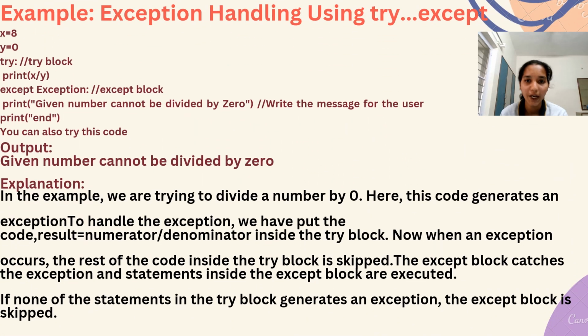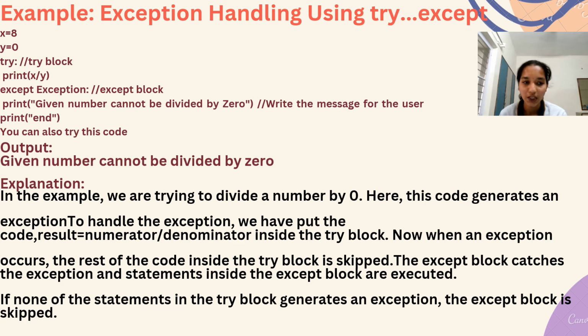Example: exception handling using try except. x = 8, y = 0. try block: print(x / y). except Exception: except block, print("Given number cannot be divided by 0"), a message for the user. print("end"). Output: Given number cannot be divided by 0. Explanation: in the example, we are trying to divide a number by 0.